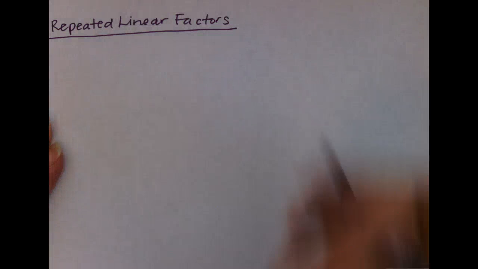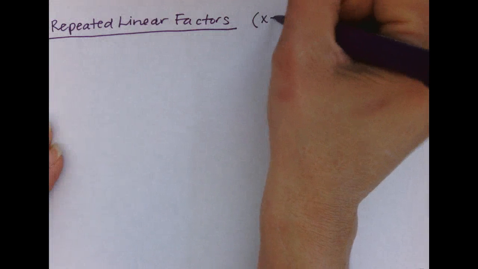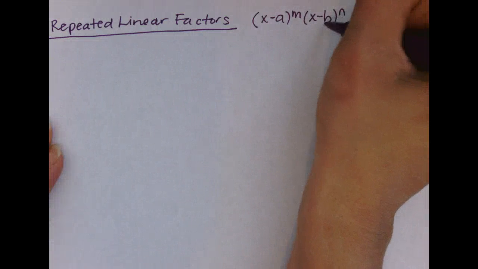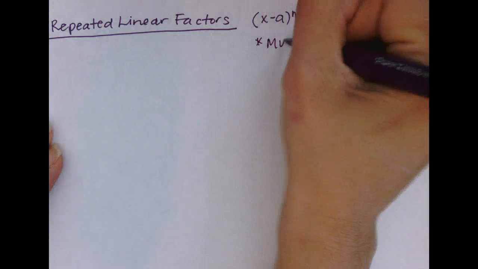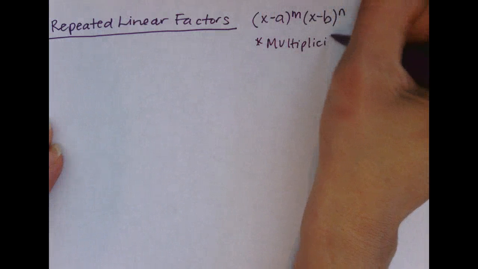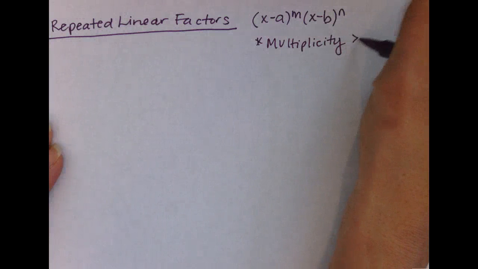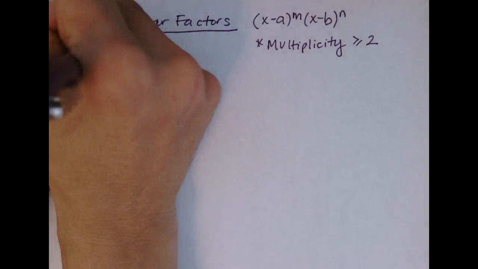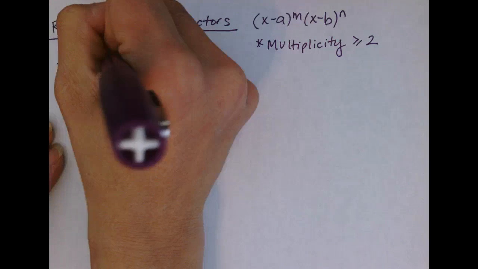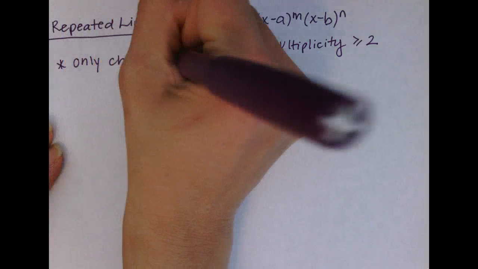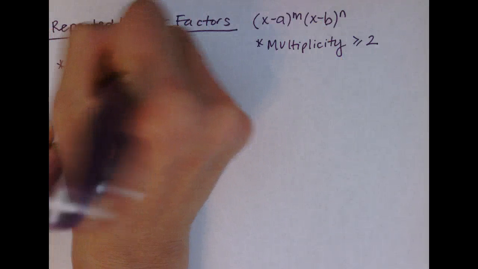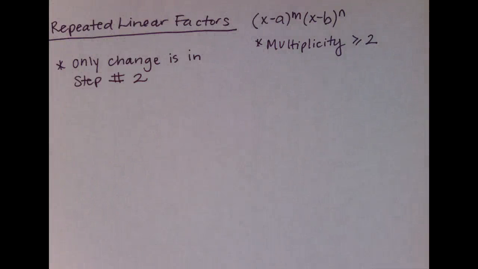So for example, if we factor our denominator and we get (x - a)^m times (x - b)^n, or in other words, we have a multiplicity of one of our factors that is greater than or equal to 2. Well, the only change that needs to be made is in step number 2. That's the only thing that changes. Everything else is going to be exactly the same.